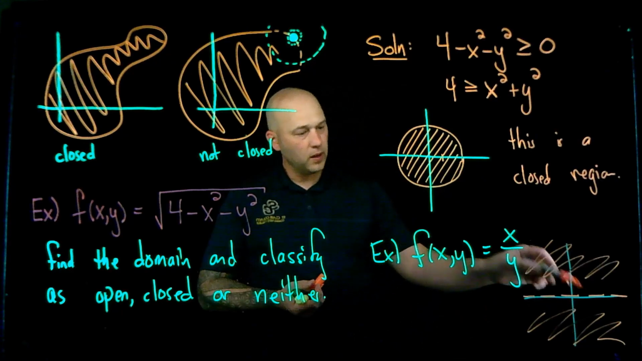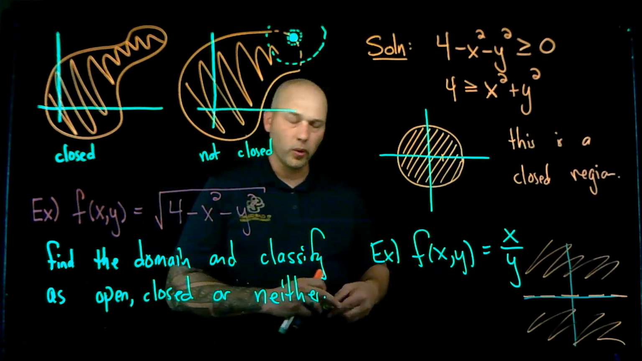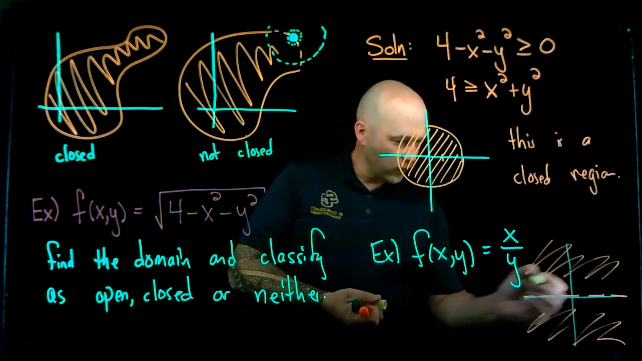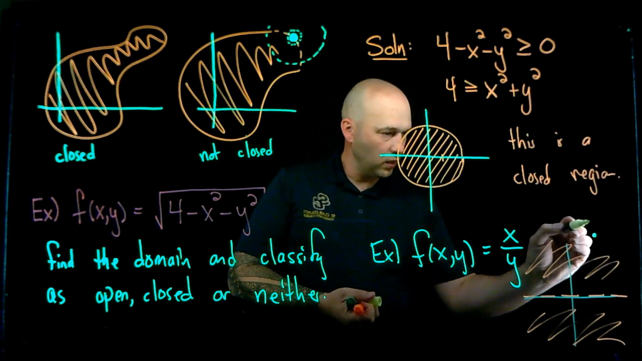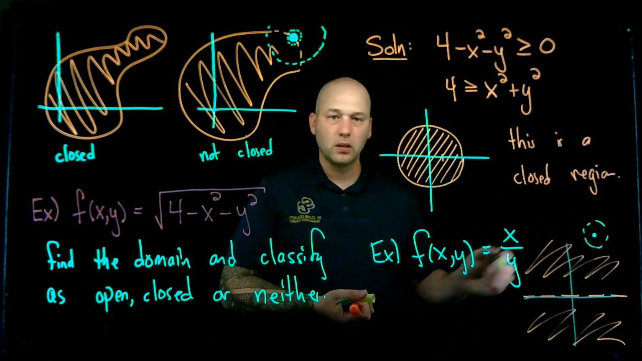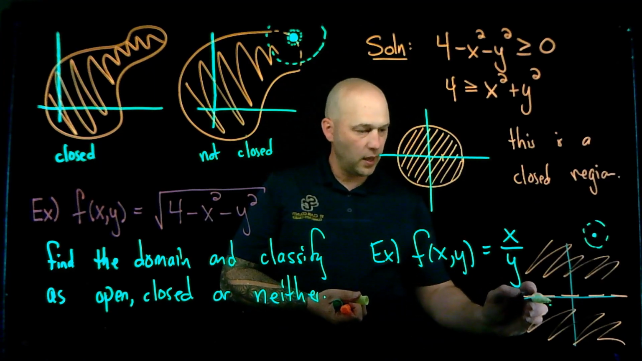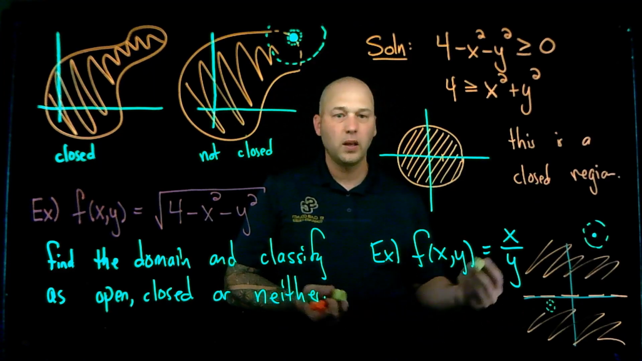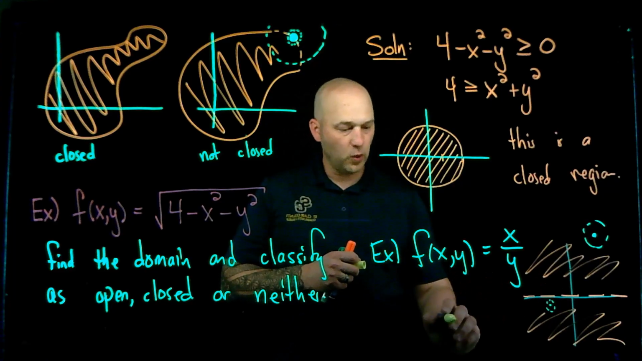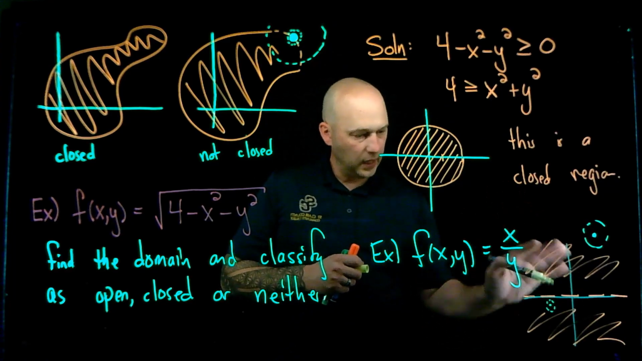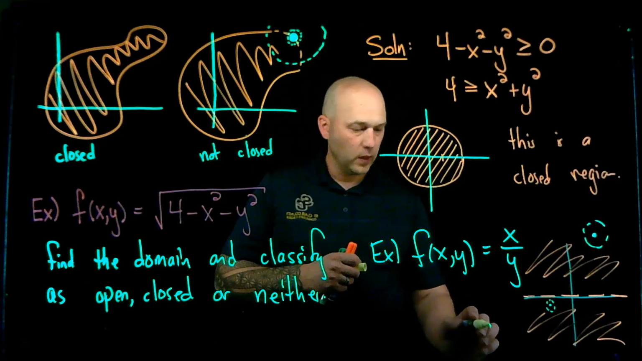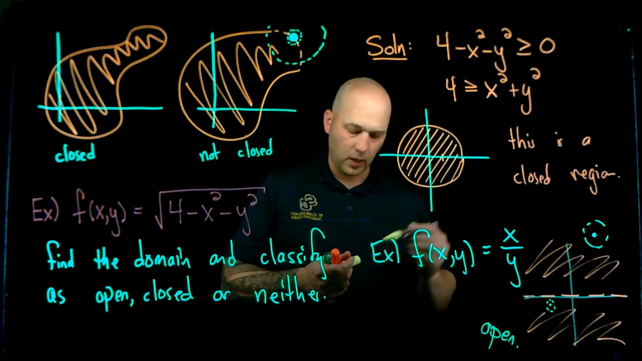Well, everything in this region here is an interior point. So if I just go somewhere off the axis, say up here, and I put a disk around it, it's an interior point. If I get close to the axis, I just put a smaller disk around it, it's an interior point. So therefore the domain here, which is the plane excluding the x-axis, would be an example of an open set.